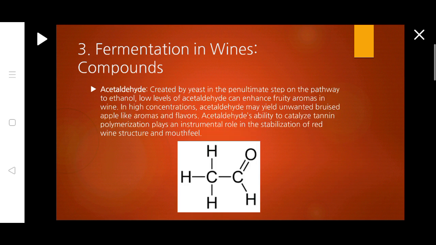Next are acetaldehyde. Created by yeast in the penultimate step of the pathway to ethanol, low levels of acetaldehyde can enhance fruity aromas in wine. In high concentrations, acetaldehyde may yield unwanted bruised apple-like aromas and flavors. Acetaldehyde's ability to catalyze tannin polymerization plays an instrumental role in the stabilization of red wine structure and mouthfeel. So this is the acetaldehyde compound.